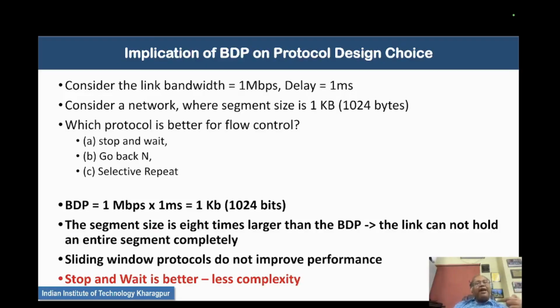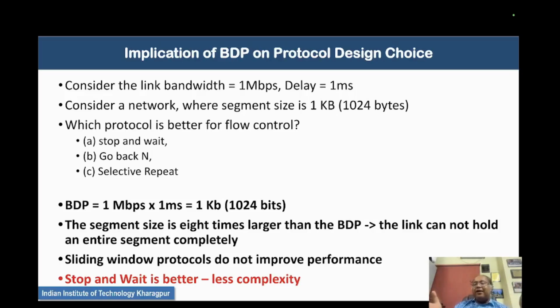Now the BDP also has an implication on the protocol design choice. Consider a link where the bandwidth is equal to 1 megabit per second and the delay is 1 millisecond. Consider a network where the segment size is 1 kilobyte, that is 1024 bytes. Now we have talked about three protocols: stop and wait, go back N, and selective repeat. If I ask which protocol is better for flow control for this link, you compute the BDP and see that it is 1 kilobit. Your segment size is 1 kilobyte. So the segment size is 8 times larger than your BDP.